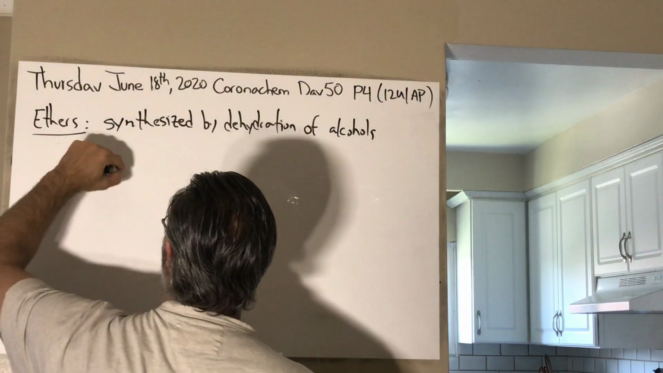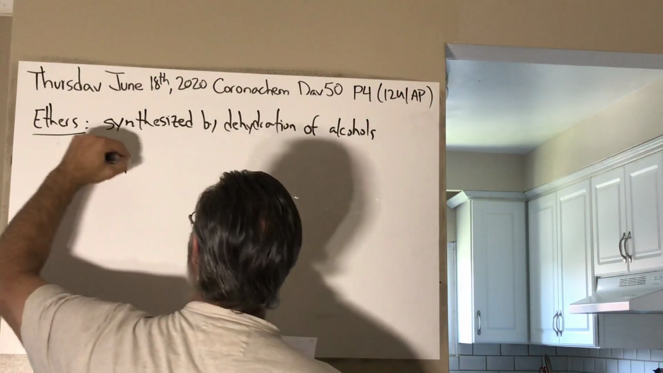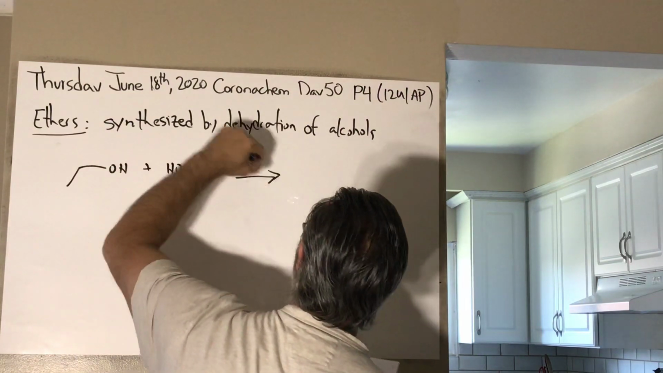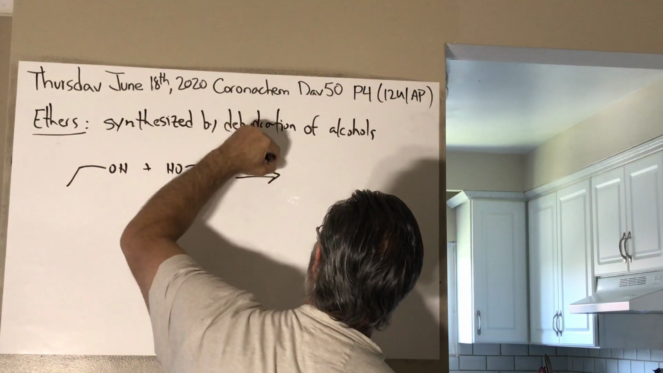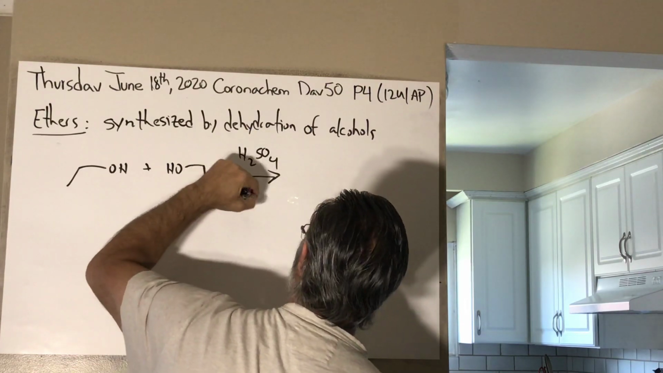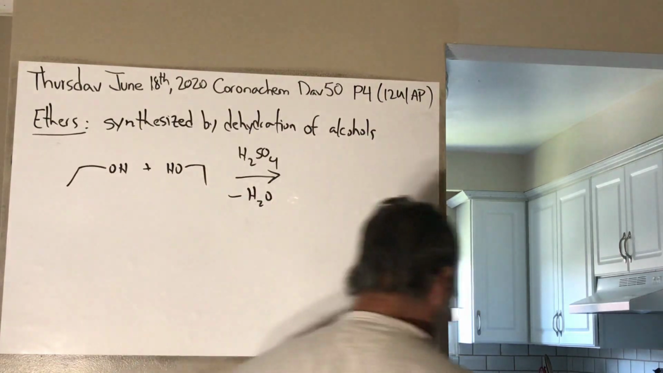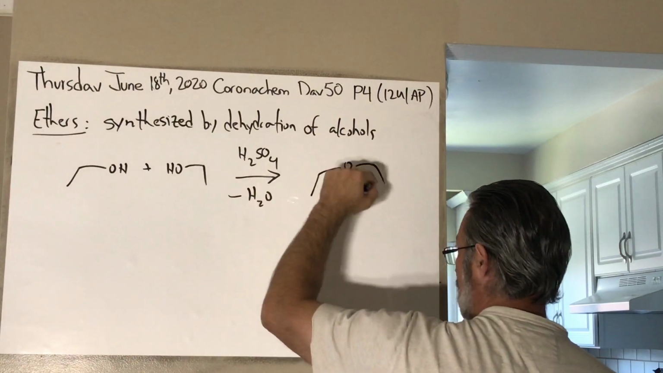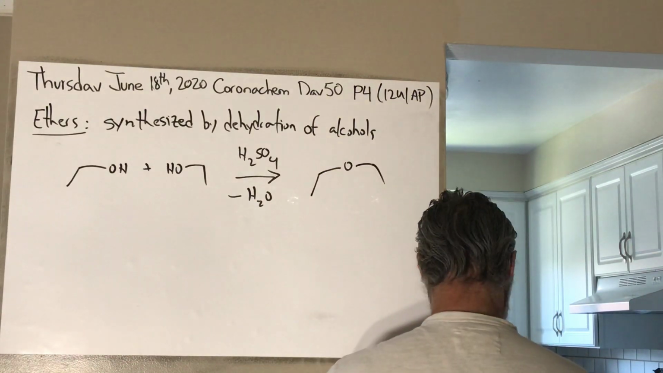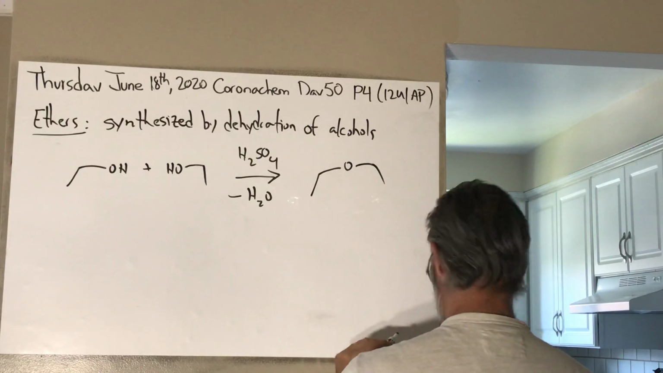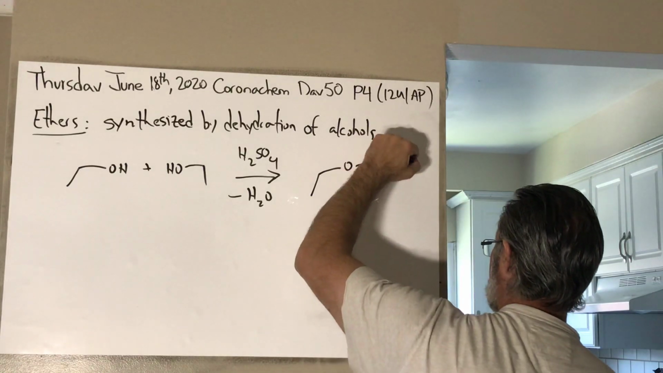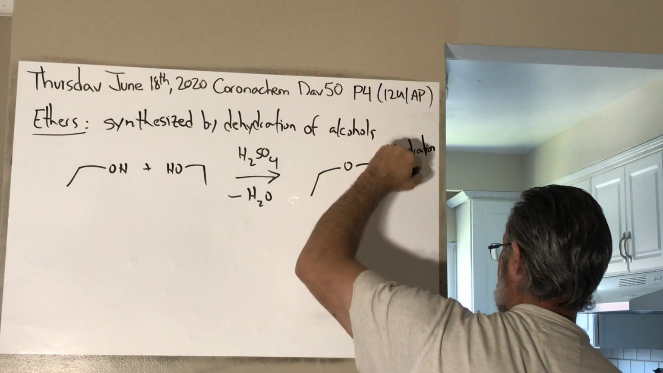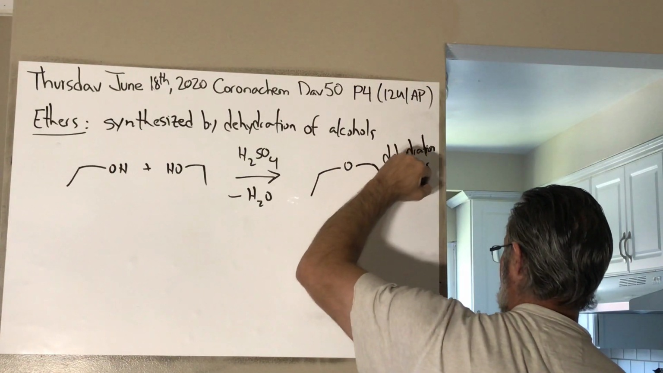For example, if you take 2 ethanols and you put them in the presence of sulfuric acid, it'll dehydrate. Sulfuric acid is a powerful dehydrating agent. You will get the subtraction of water, and you'll form diethyl ether. It looks like a two-legged spider. So this is called dehydration synthesis of ether.